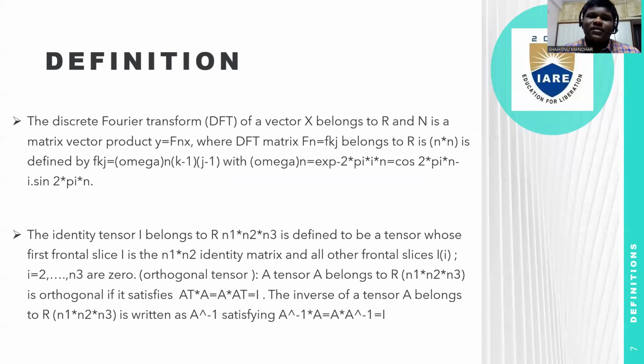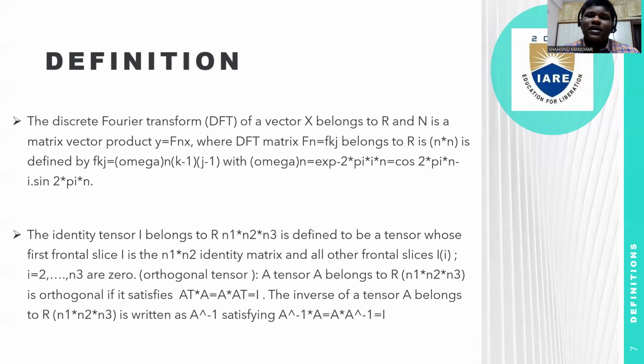Definition. The discrete Fourier transform (DFT) of a vector x belonging to R^n is a matrix-vector product y = F_n x, where the DFT matrix F_n = [F_kj] in R^(n×n) is defined by F_kj = ω_n^((k-1)(j-1)), with ω_n = exp(-2πi/n) = cos(2π/n) - i sin(2π/n).